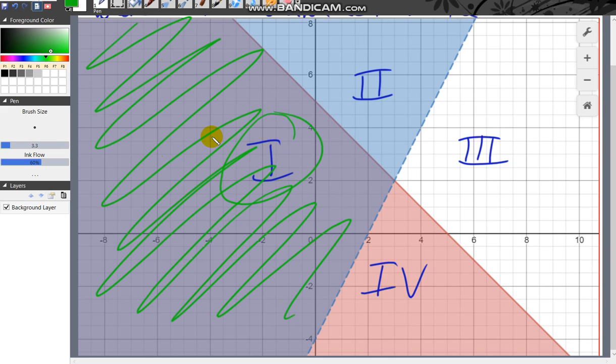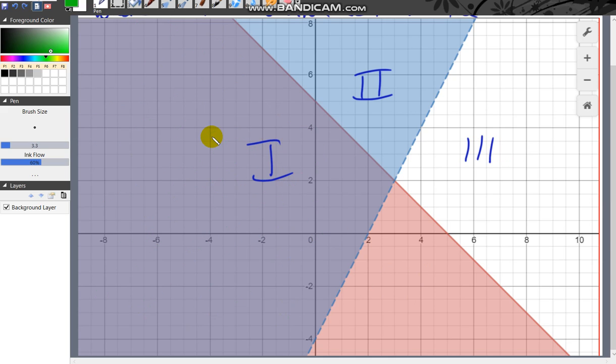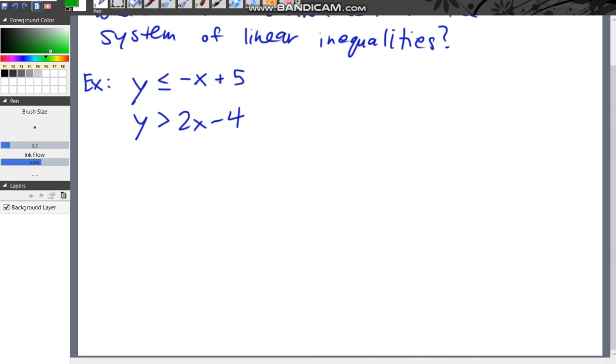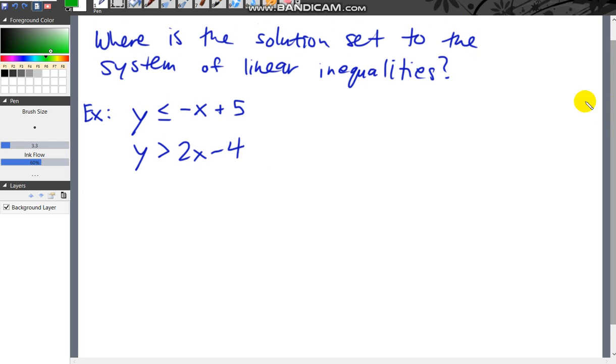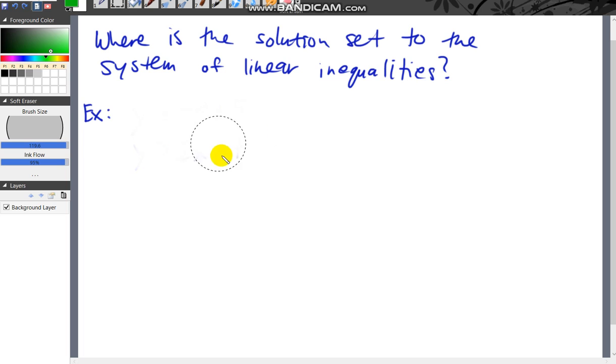So that would be your solution set to the system of linear inequalities, if that makes sense. Okay? So that's just my little note about that. Now let's go ahead and change it up a little bit. I'm going to erase this here and change it.